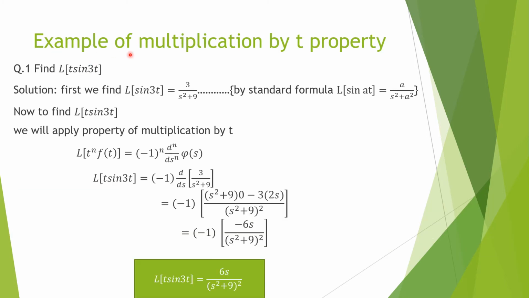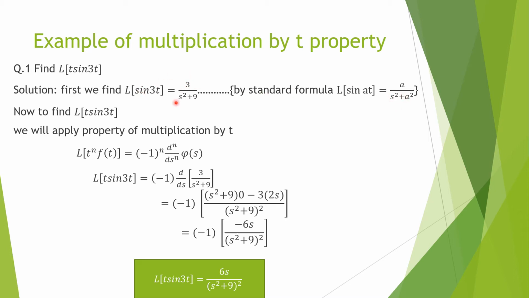So let's take an example of multiplication by t property. Find Laplace transformation of t sine 3t. So Laplace transformation of t times function of t. First we find Laplace transformation of function of t, that is Laplace transformation of sine 3t. By standard formula we know that Laplace transformation of sine at is a divided by s square plus a square.